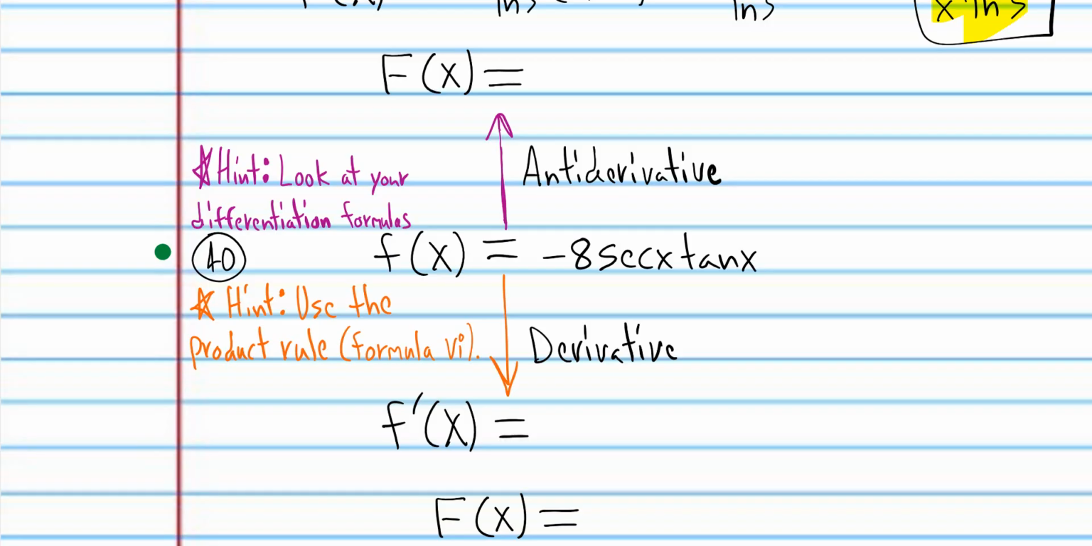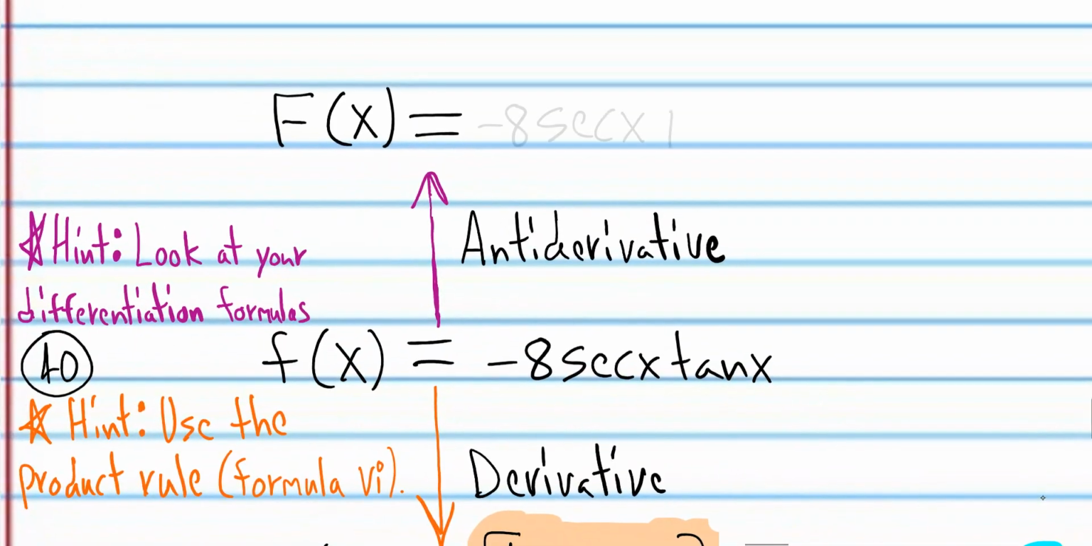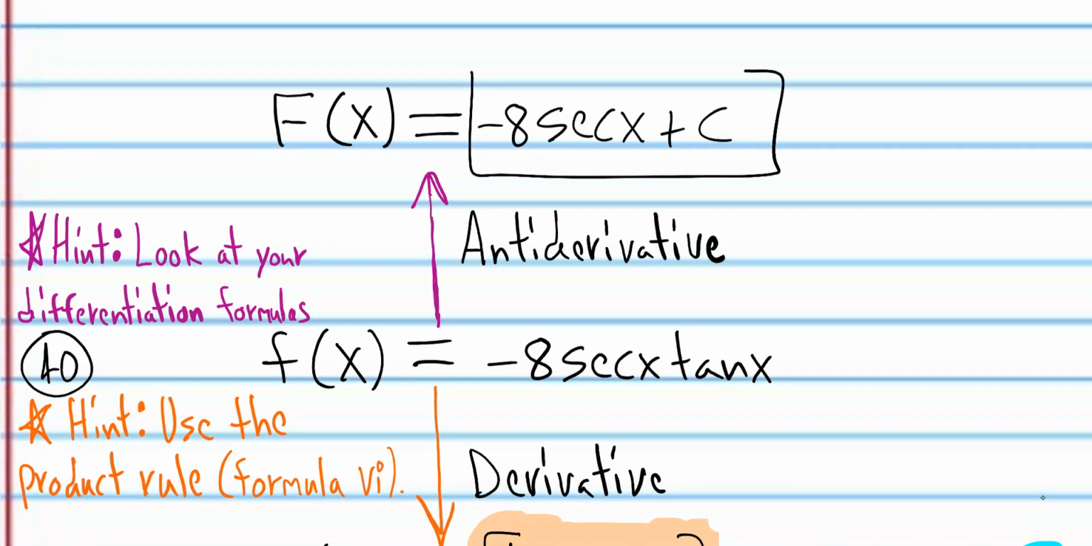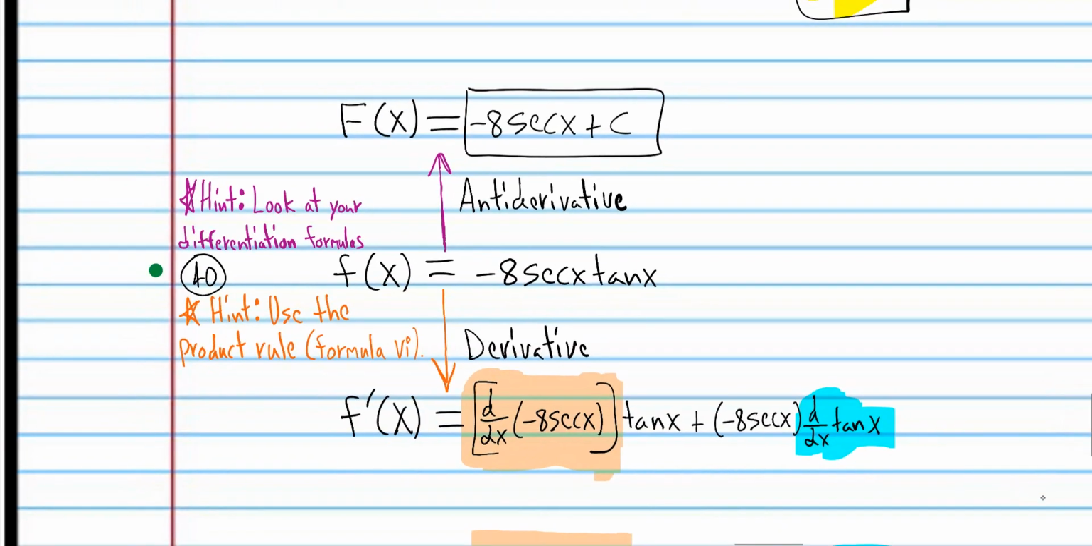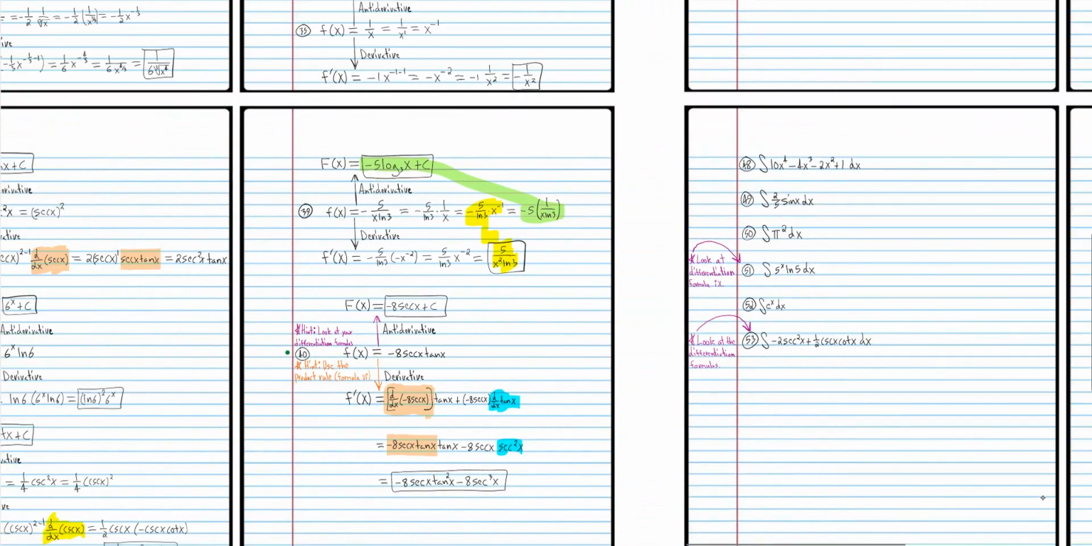Alright, we're back, and now let's find the antiderivative. The antiderivative is going to be easy, and you can verify that by simply finding the derivative of this expression, and you should get this expression here. Okay, if you got that right, excellent.